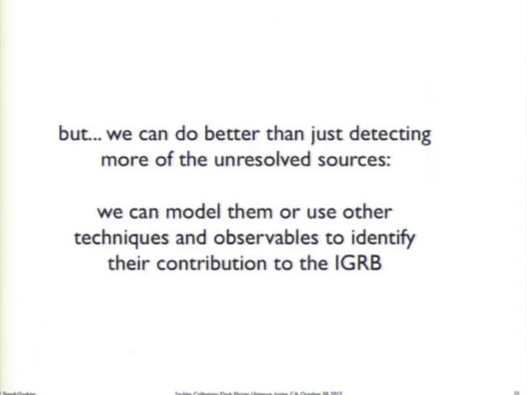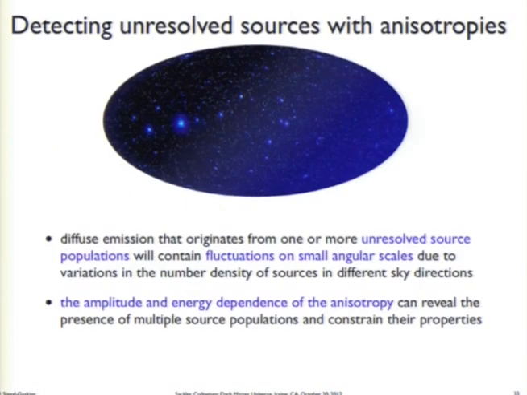But we can do better than just detecting more of the unresolved sources. We can model them, which we've already seen, but we can also use other techniques and observables to identify their contribution to the IGRB. So in particular, this is one that I like personally. This is detecting unresolved sources with anisotropies. The main idea is that diffuse emission originating from one or more unresolved source populations will contain fluctuations on small angular scales due to the variations in the number density of sources in different sky directions.